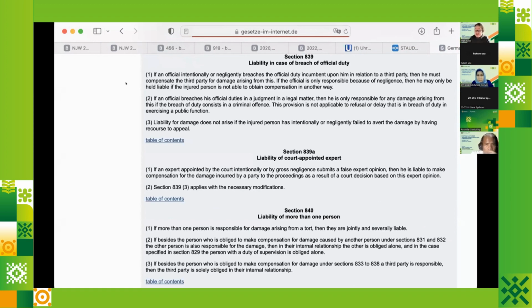If the official is only responsible because of negligence, then he may only be held liable if the injured person cannot obtain compensation in another way. Interesting is this, because I think in the Grundgesetz, the Constitution, it is added that in certain cases the state must compensate the official to keep him free from liability, because we have a certain principle of alimentation, but this is not so important for this.